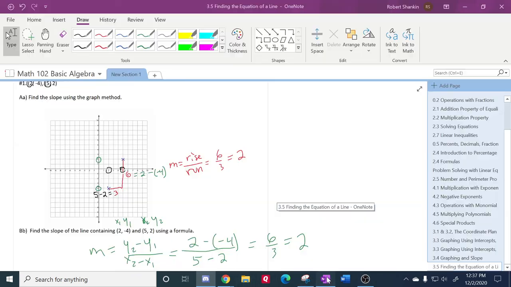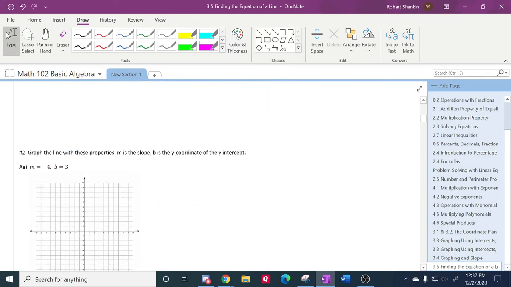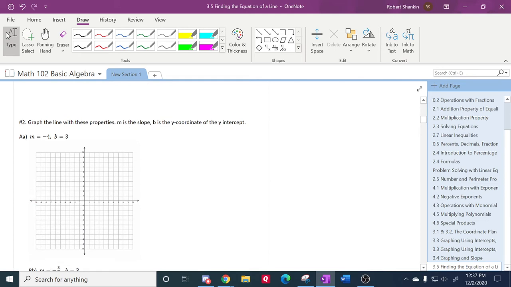Okay. Let's go to number 2. Graph the line with these properties. M is the slope, B is the y coordinate of the y-intercept. Thirty seconds more.